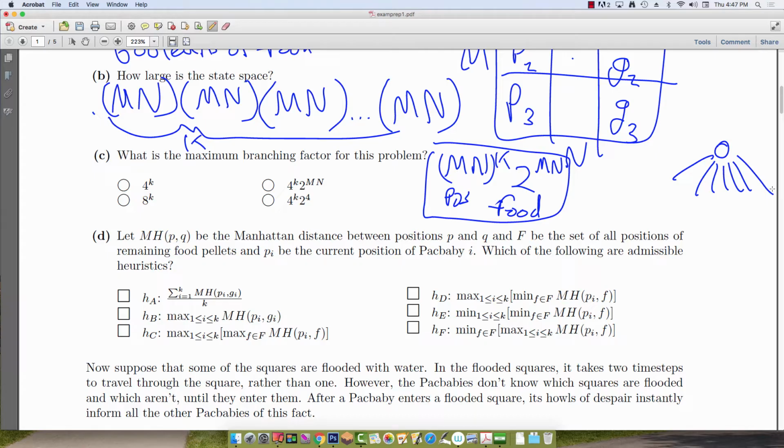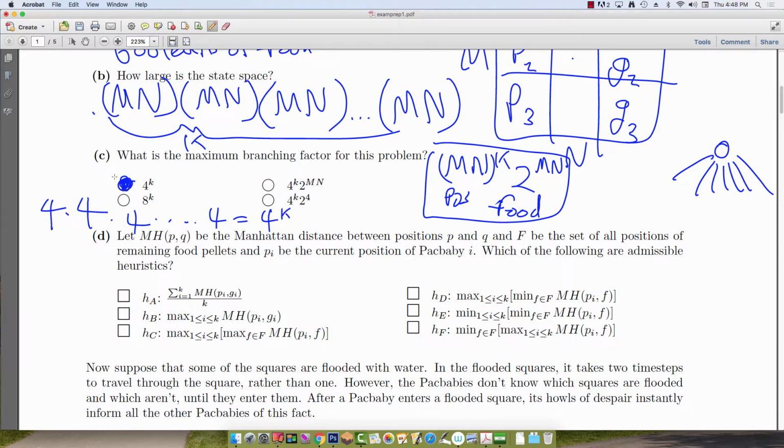Each Pac-baby has a choice of 4 actions. So the first Pac-baby has a choice of 4 actions. The second Pac-baby has a choice of 4 more actions. And if there's 2 Pac-babies, then together in conjunction, they have 16 different actions that they could be taking. So if there's k Pac-babies, then we need to multiply this up k times, and this will be equal to 4 to the k.